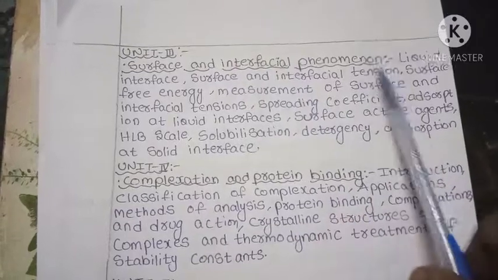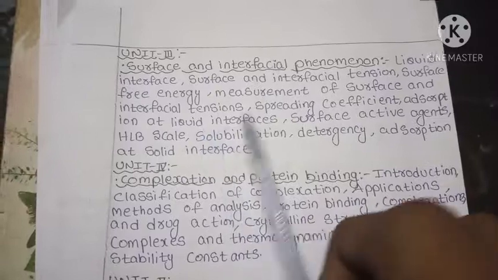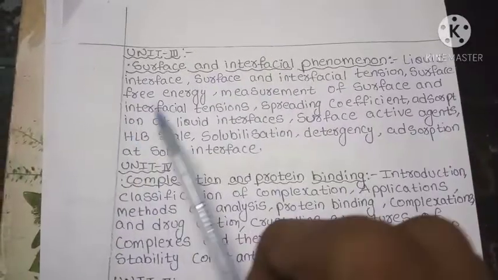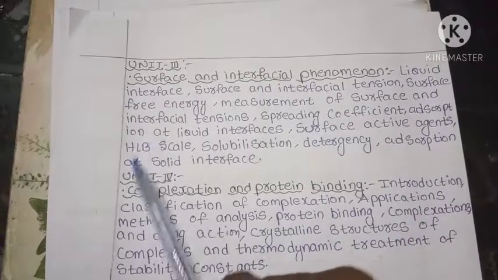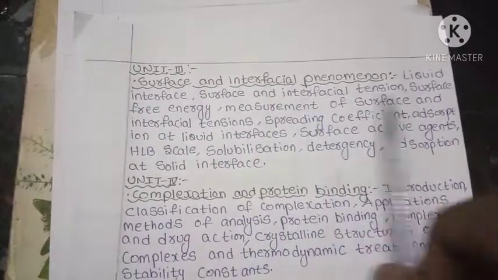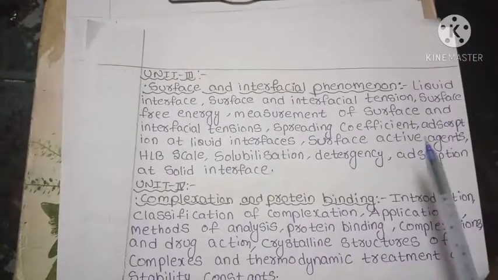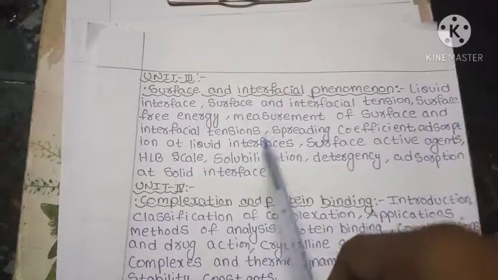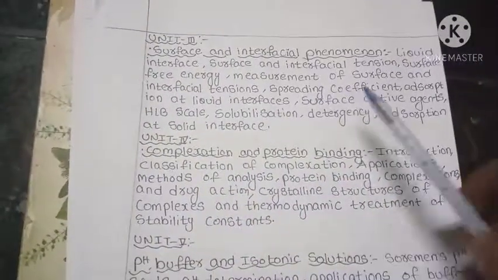Next, the third unit is surface and interfacial phenomena. Under that, liquid interfaces, surface and interfacial tension, surface free energy, measurement of surface and interfacial tensions, spreading coefficient, adsorption at liquid interfaces, surface active agents, HLB scale, solubilization, detergency, adsorption at solid interface. Here HLB scale is very important. Next we'll go for the fourth unit, remaining also you need to learn.